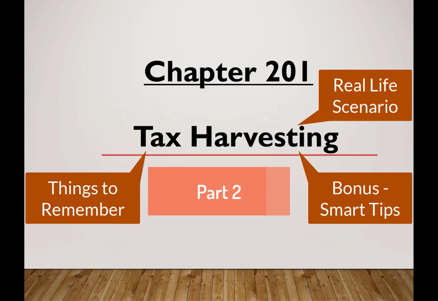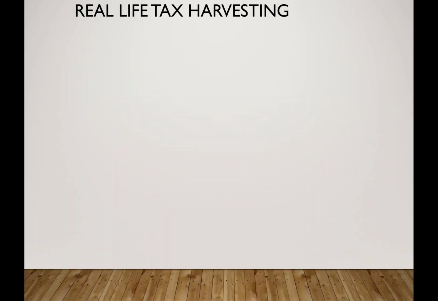Now let us understand how tax harvesting is done by looking at a real life scenario. What I have done here is that I have listed a few simple steps which you have to follow to do tax harvesting in real life. So the first step here is to check what are your realized long-term and short-term capital gains. One point which I would like to highlight here is the word realized. By realized, what I mean is you have to sell a particular share to do tax harvesting.